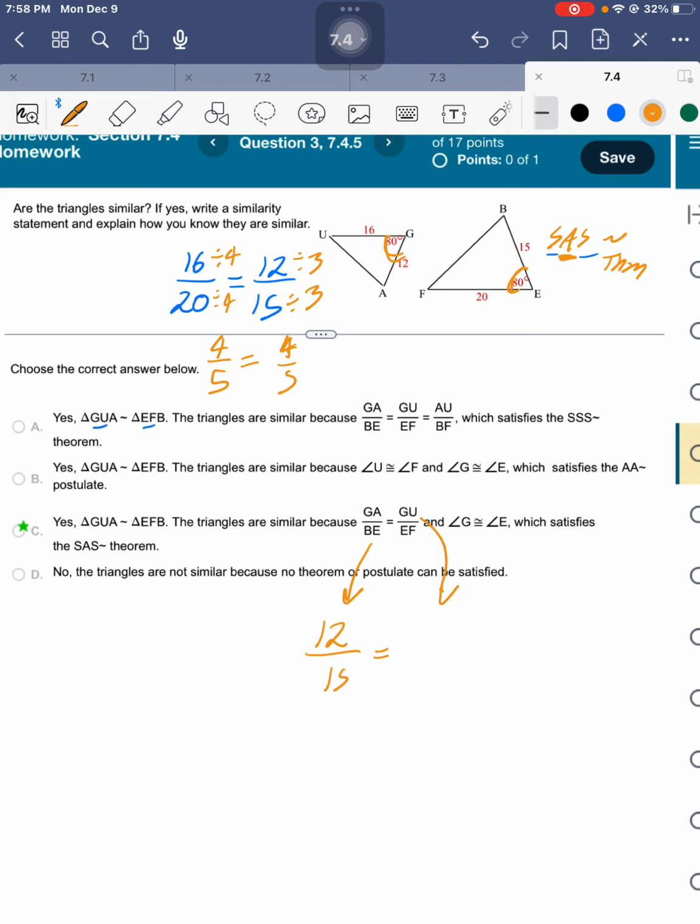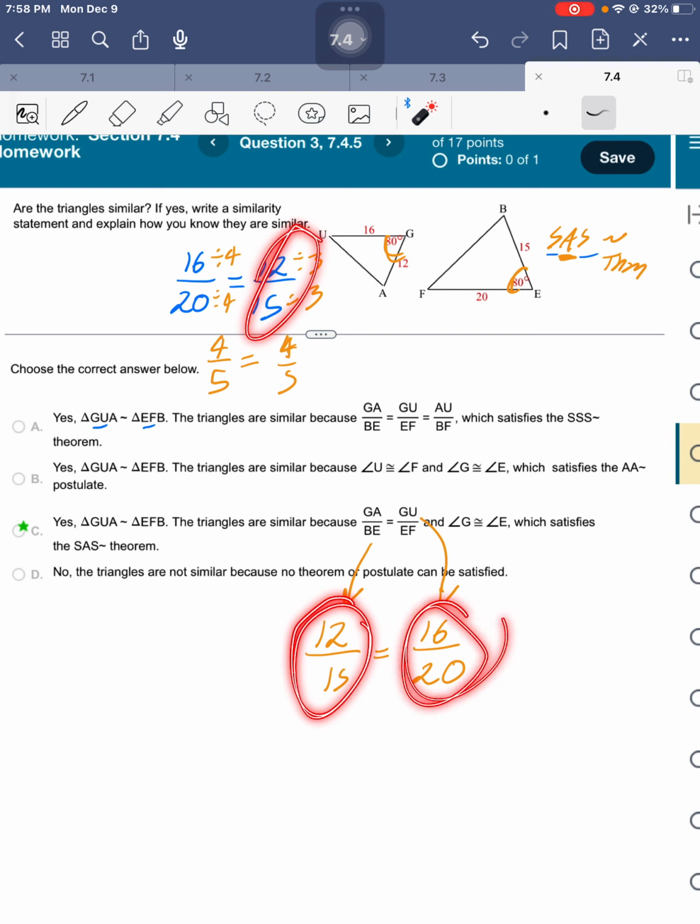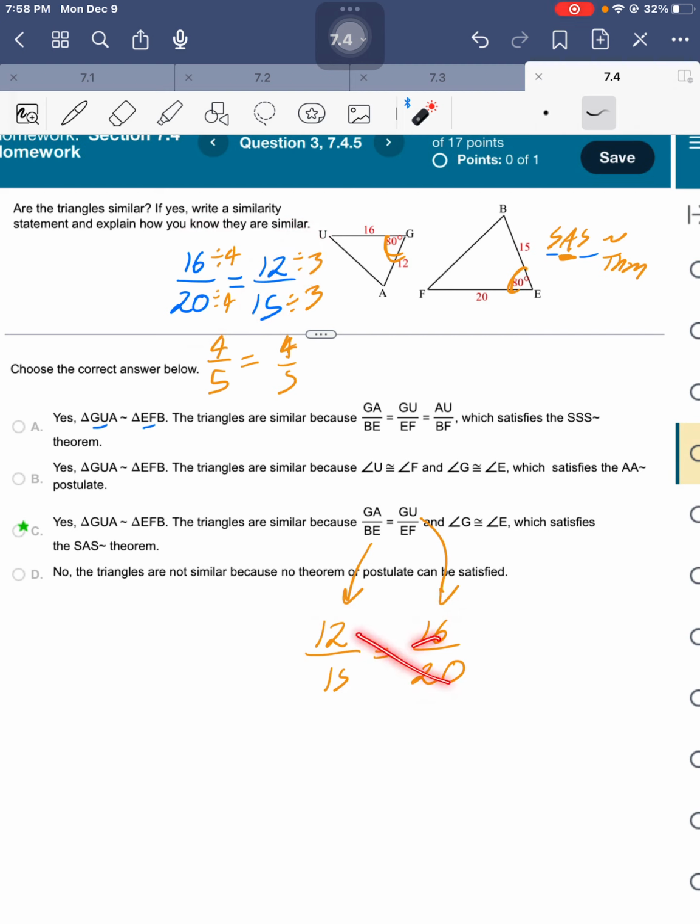What is BE? BE is 15. What is GU? GU is 16. EF is 20. So what is 12 times 20? Pretty much, oh, I have the same thing. I just put this one second and this one first. So I have the same cross multiplication, so my answer is still going to be correct.